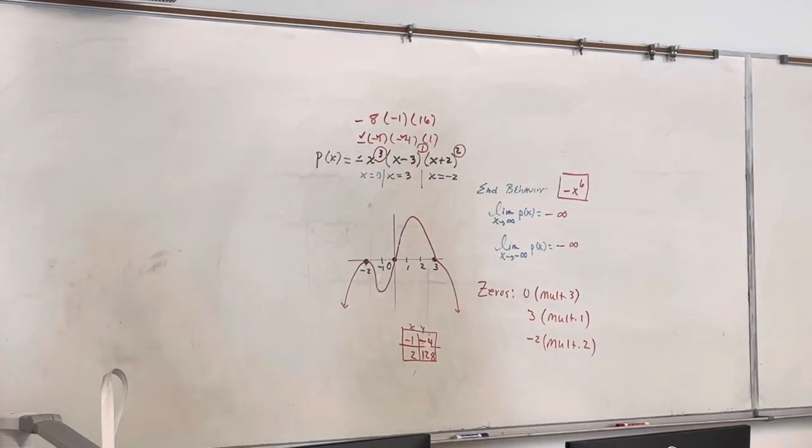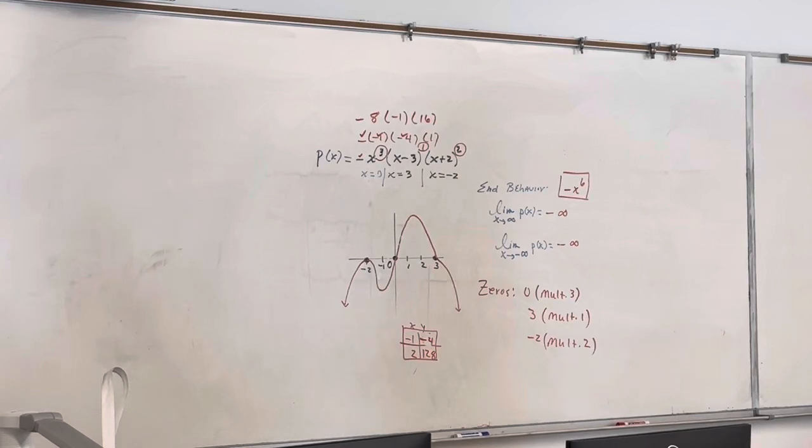So right there is 5 points of the 10 points. Yes? This might not matter, but go ahead. Because the leading exponent is 6, wouldn't there be 5 turning points normally? Beautiful question.